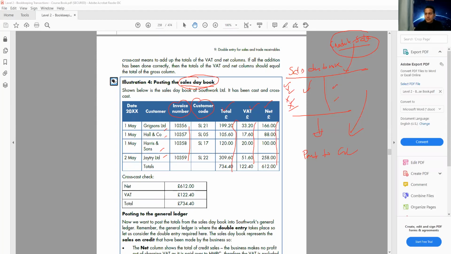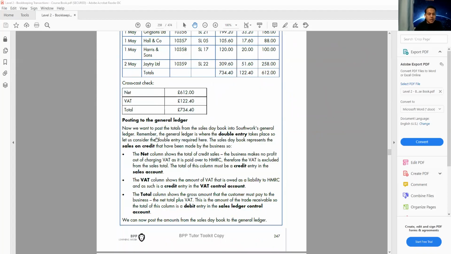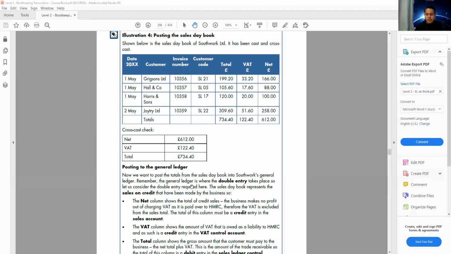Okay, so the next one we can see here is posting to the general ledger. Once we have this information, we can see my total net is 612, my total VAT is 122.40, and my total gross is 734.40. So I have this information now from the sales day book.